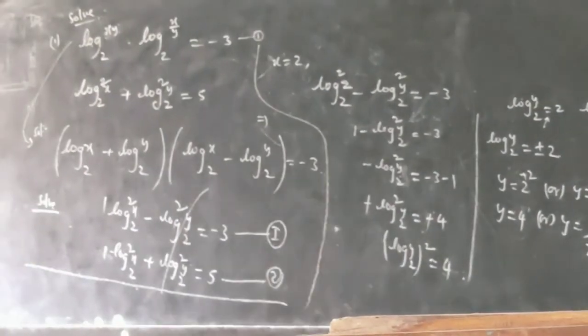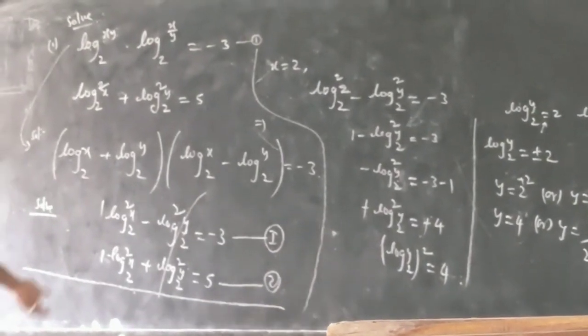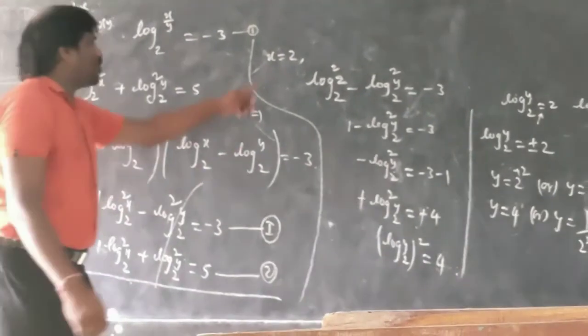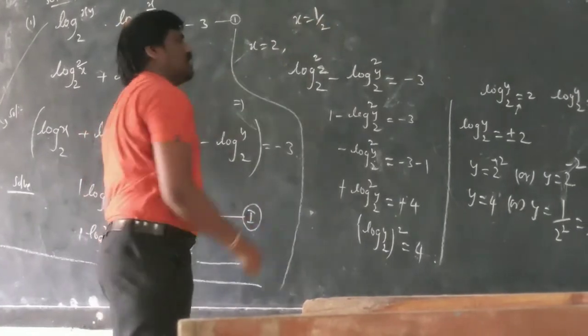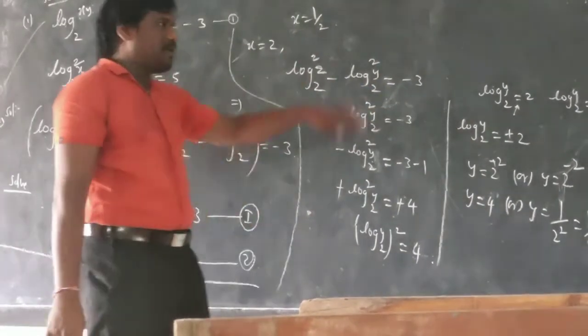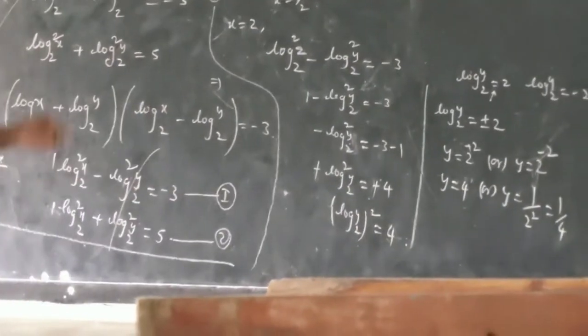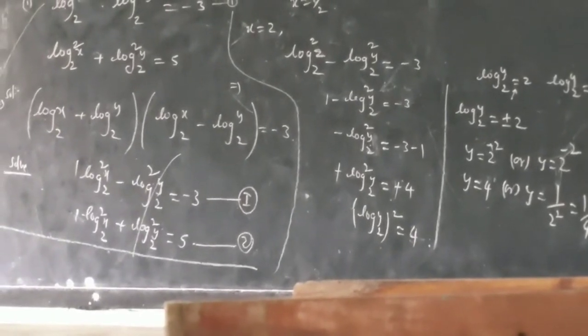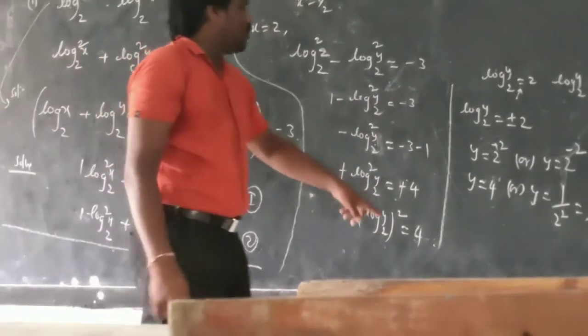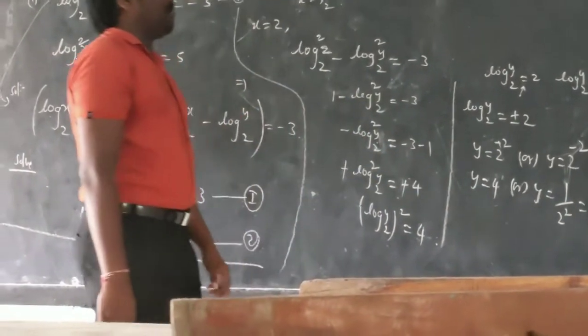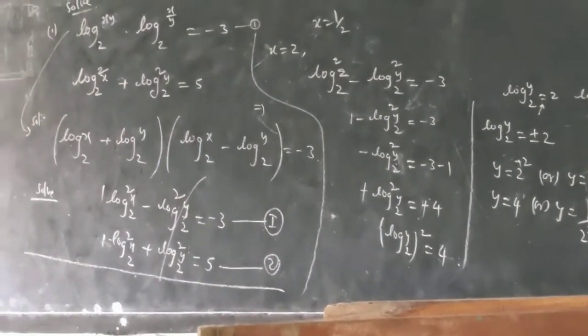See here, this is the way to find it. This is the simplest way to find it. If you take x is equal to 2, you get this. If you take x is equal to 1 by 2 also, you will get the same answer. You can do it. So the final answer is x is equal to 2 comma 1 by 2, y is equal to 4 comma 1 by 4. This is the way to solve these questions.